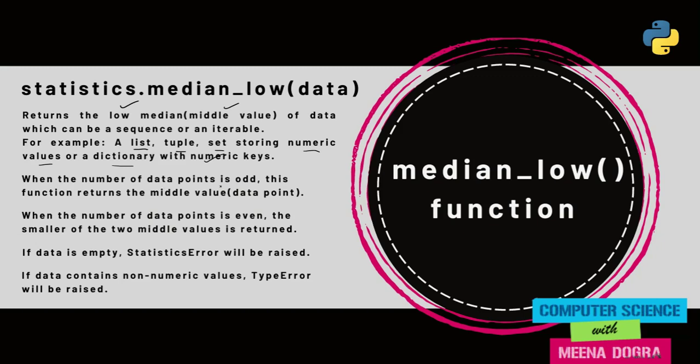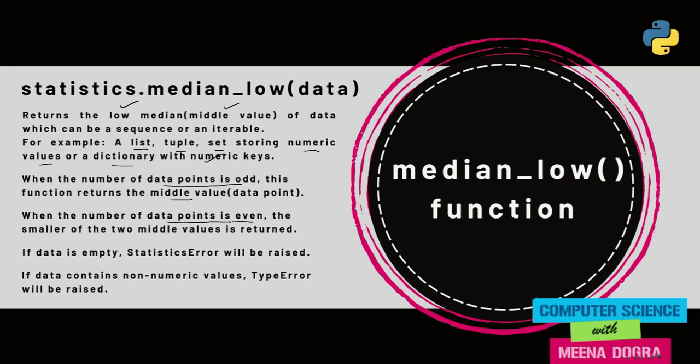Now this function will also sort the sequence before finding out the median. So that happens automatically. I explained this in the previous video also. So if the number of data points is odd, it is very easy to take out the middle value, that is exactly the central value. So this is the same as the median method, but here lies the difference.